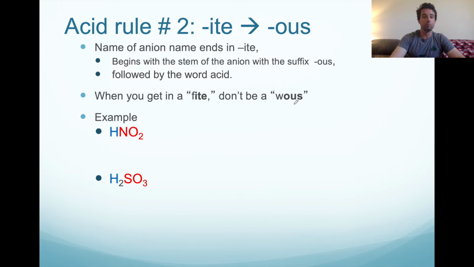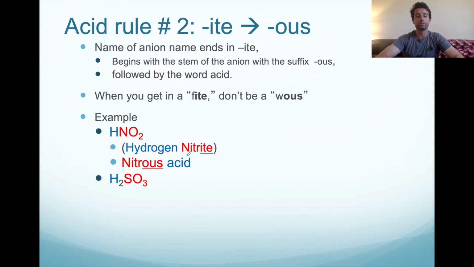Don't condone fighting. Moving on here, hydrogen and nitrite is what you get if you break those two up. Again, remember that's not a final answer, that's just a way to split them up. So then ite becomes ous, and it's nitrous acid.